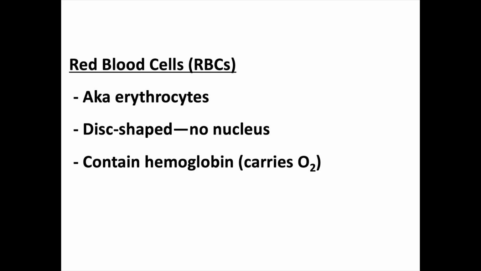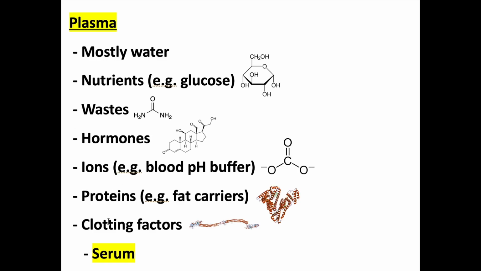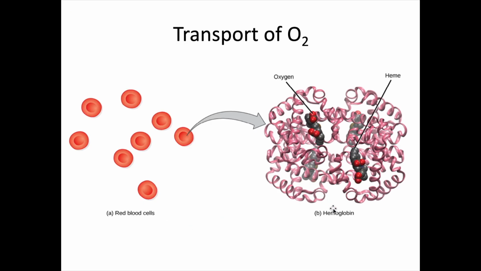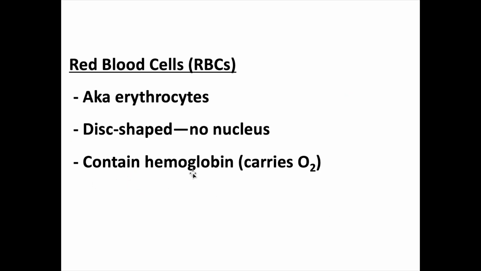And I know this confuses some students. A lot of proteins are present in the plasma portion of blood, but hemoglobin specifically is a protein that is not found within the plasma. It's inside of these red blood cells. So these erythrocytes contain hemoglobin, which carries O2.